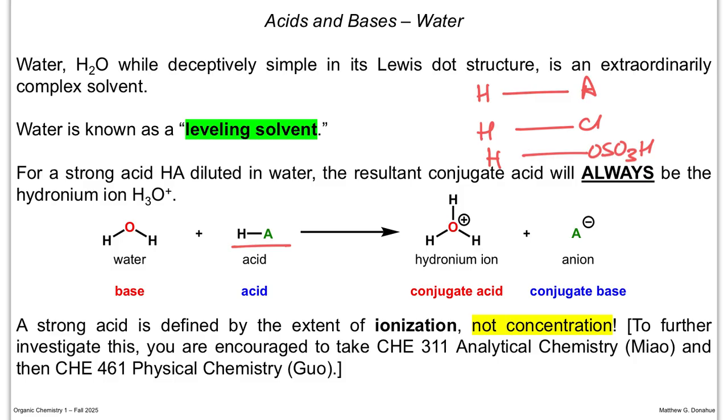So really the same sort of arrow flow, water with an acid. It will always form hydronium. It can't do anything else. And then you get this anion, which is the conjugate base, so A minus. In the first case, the HCl case, that was chloride. Here it would be hydrogen sulfate.